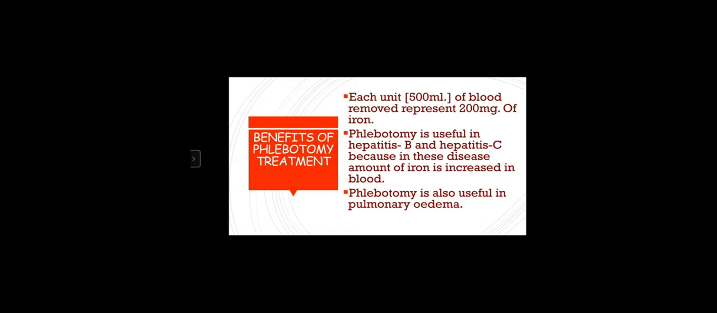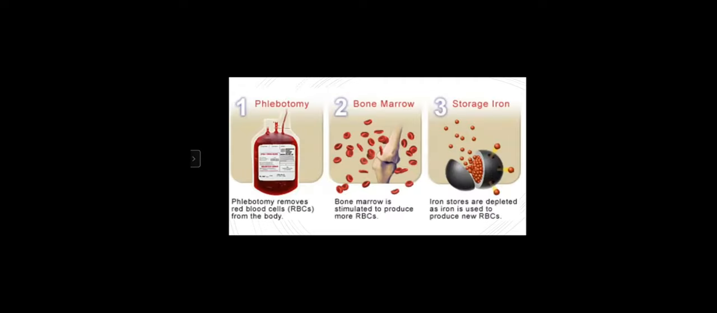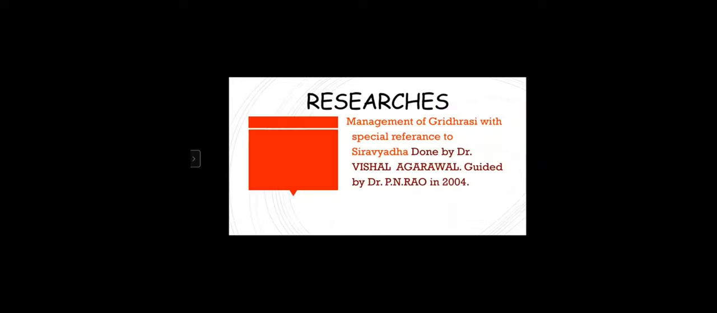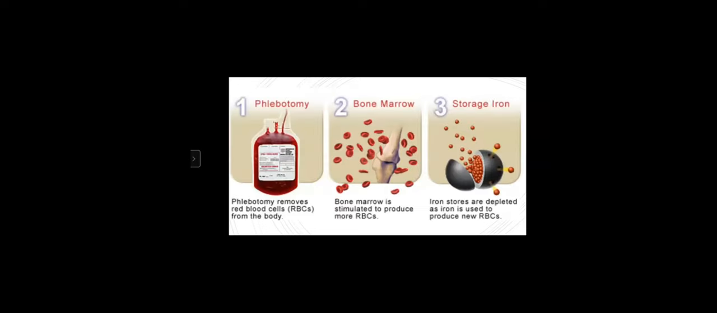Even in liver diseases, hepatitis B, hepatitis C and so on, phlebotomy is given. It removes the RBC from the blood, then stimulates the bone marrow to produce more RBC. So newer cells are produced, and the iron stores are depleted as the iron is used to produce new RBCs. So that is all about phlebotomy.